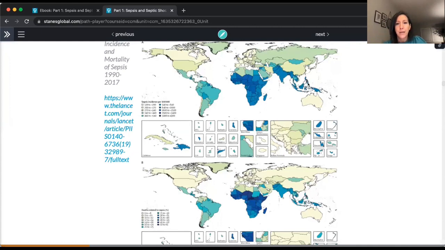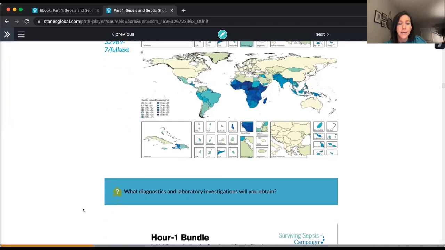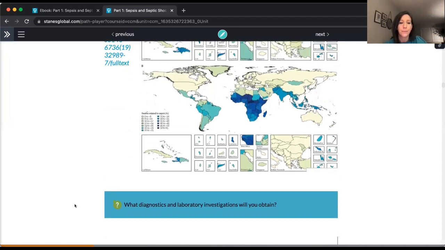So Southeast Asia, Africa, Central and South America, and even some of the other countries still have a ways to go in the north as well. So the mortality associated with sepsis and septic shock has definitely decreased over time, but that hasn't been experienced in every country across the globe.